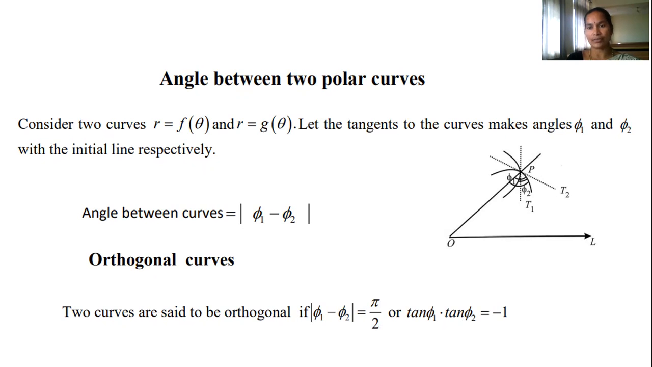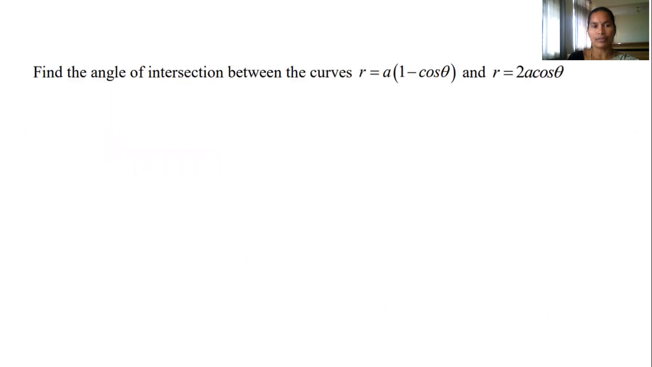Now we will consider one simple example of how to apply this angle between two polar curves, and how to identify the modulus of phi 1 minus phi 2. Let us consider the example. Find the angle between the two curves r equals a into 1 minus cos theta and r equals 2a into cos theta. Here they have given the two curves. Let us consider the first curve as equation 1 and the second curve as equation 2.